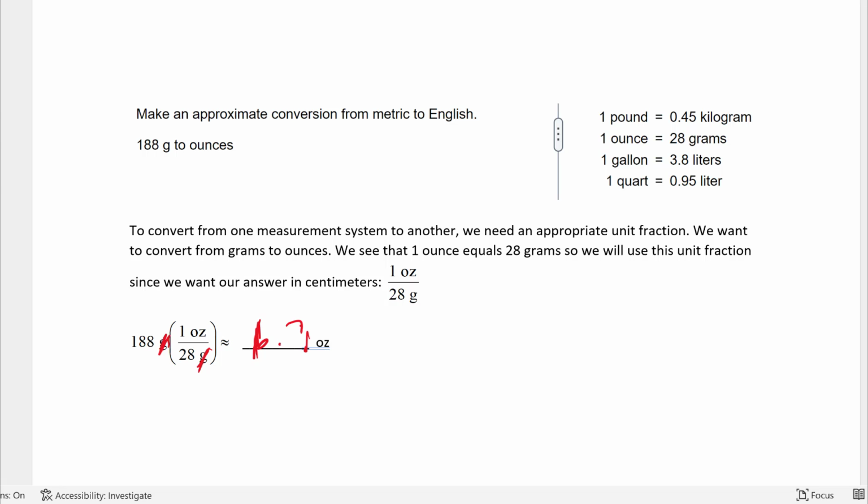Oh, let's try that again. Oh boy, the pen's not cooperating today. We are having some trouble with our pen today. Let me try one more time to get this going. There we go. 6.71. 6.71 ounces.